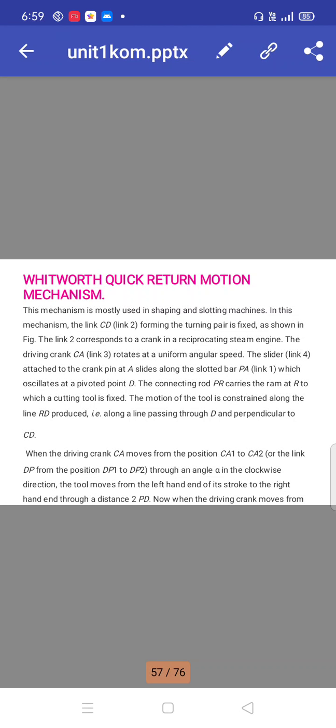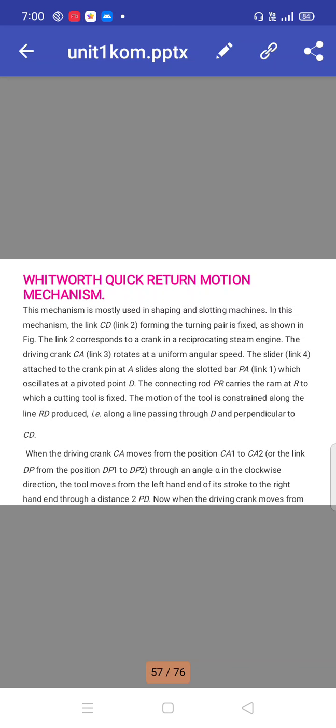The driving crank CA rotates at a uniform angular speed. The slider attached to the crank pin at A slides along the slotted bar PA, which oscillates about the pivoted point D. The connecting rod PR carries the ram at R, to which a cutting tool is fixed. The motion of the tool is constrained along the line OD produced, that is along a line passing through D and perpendicular to CD.